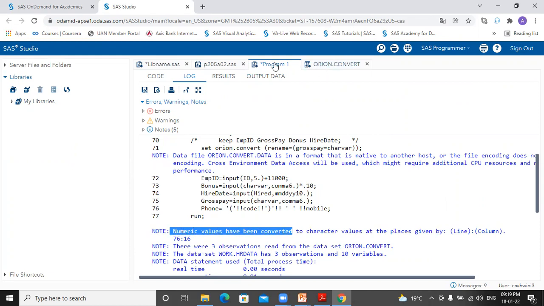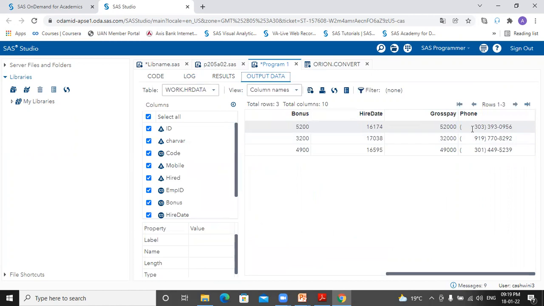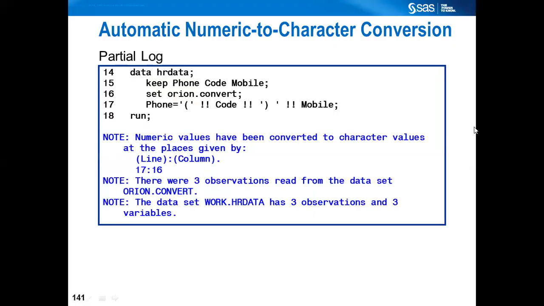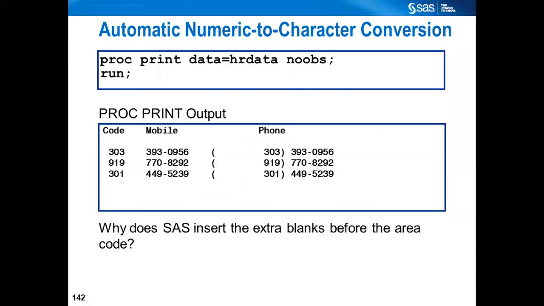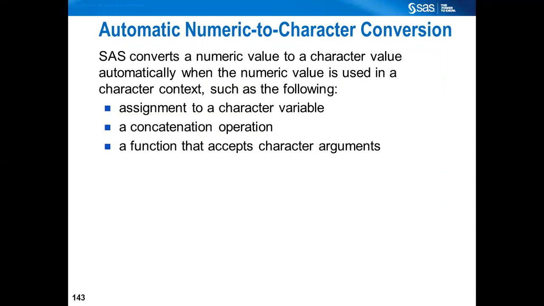But the output, if you have observed, it is getting converted, this numeric to character. But here we have leading blanks. Now, why are these leading blanks coming? So this is what it was telling. Why does SAS insert the extra blanks before the area code? It's because when we perform automatic numeric to character conversion, SAS converts numeric values to character automatically when your numeric value is used in a character context.